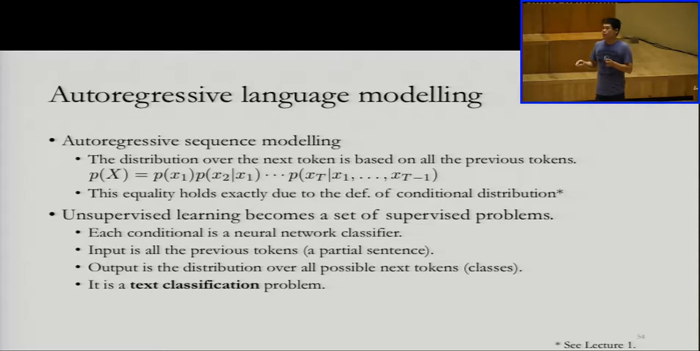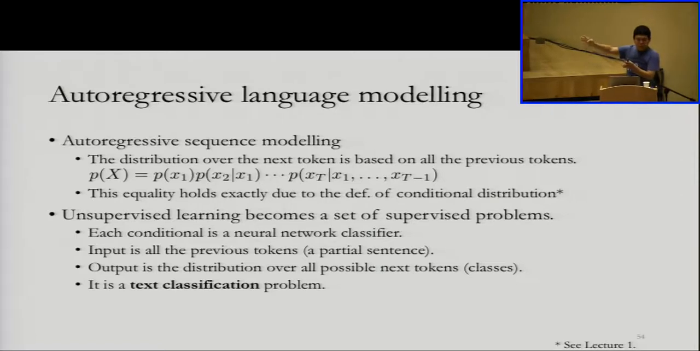So we're going to have the probability of the first token. We're going to have the probability of the second token given the first token. We're going to have the probability of the third token given the first two tokens. And then eventually we're going to have a probability of the last token given all the previous tokens so far.